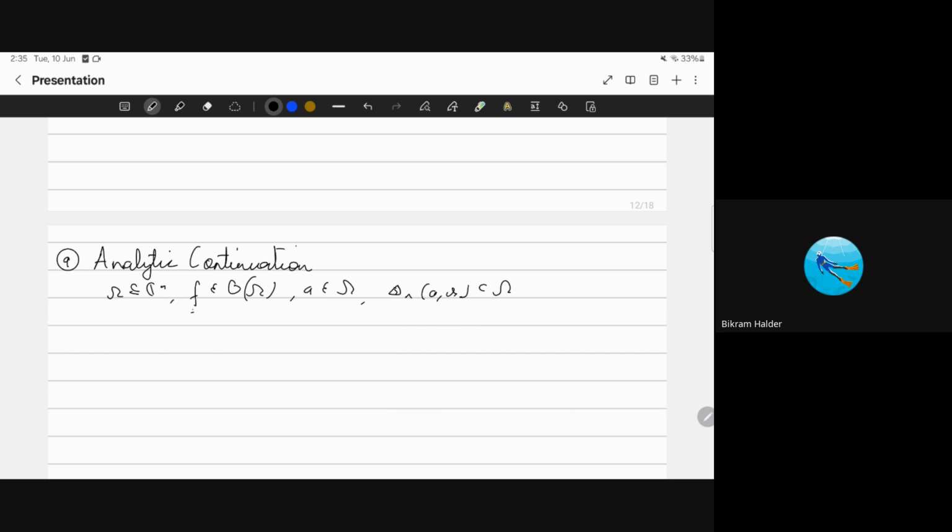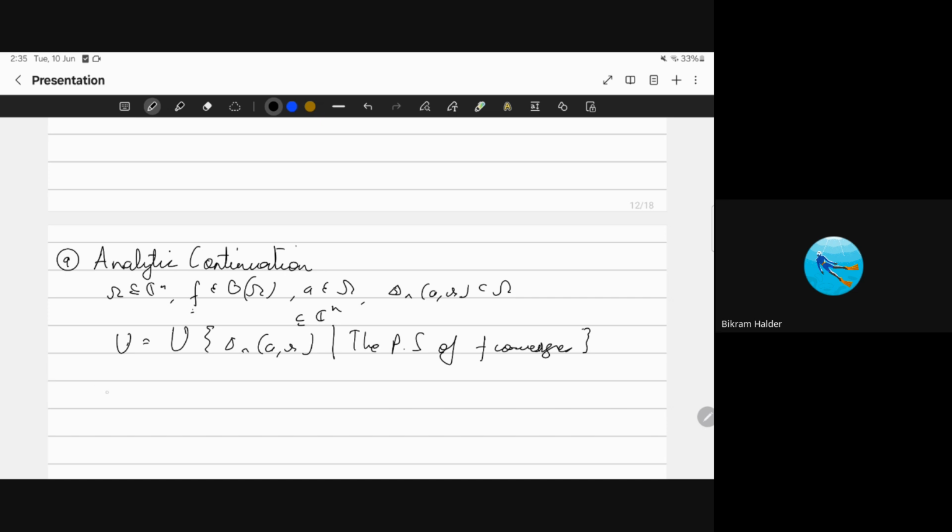But it is possible, so let's consider this set. U is equal to the union of all polydiscs on which the power series of f converges. Right? The power series of f converges, and it is possible that these polydiscs, or their union, in fact go outside the open set omega.